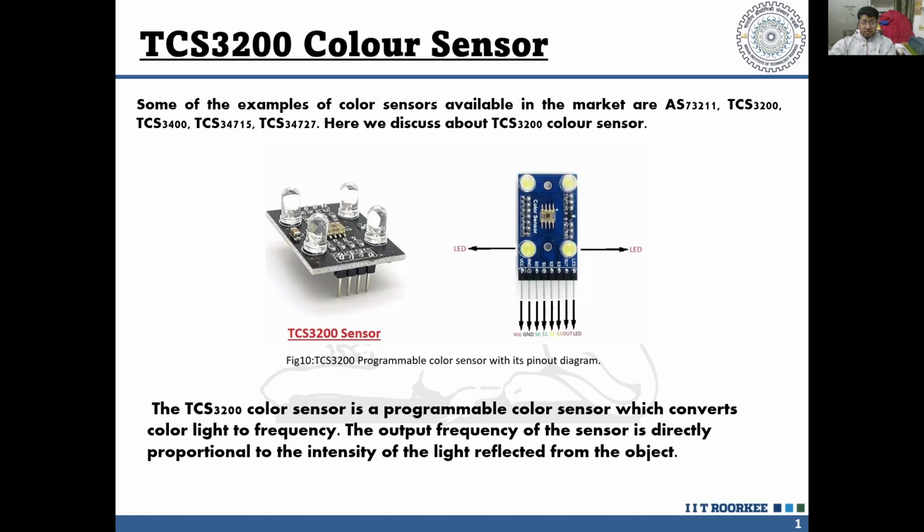TCS 3200 color sensor. Some of the examples of color sensors available in the market are AS73211, TCS 3200, TCS 3400, TCS 34715, TCS 34727. Here we discuss about the TCS 3200 color sensor. The TCS 3200 color sensor is a programmable color sensor which converts color light to frequency. The output frequency of the sensor is directly proportional to the intensity of the light reflected from the object.